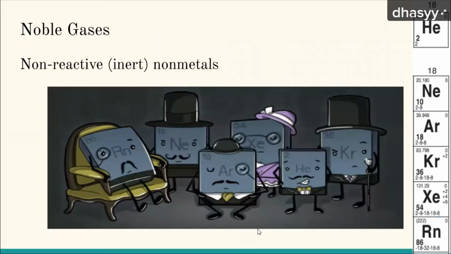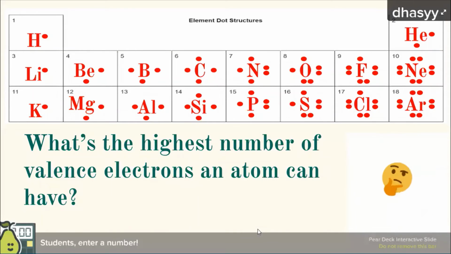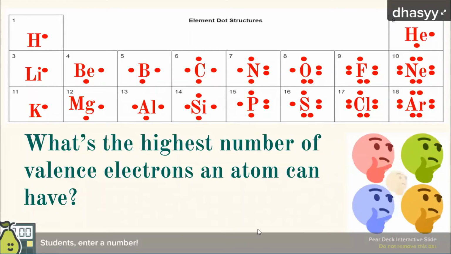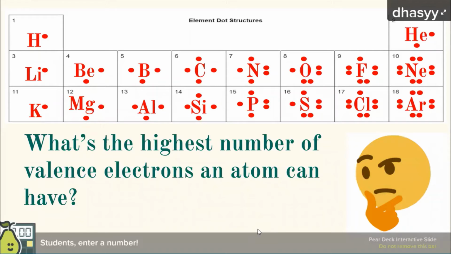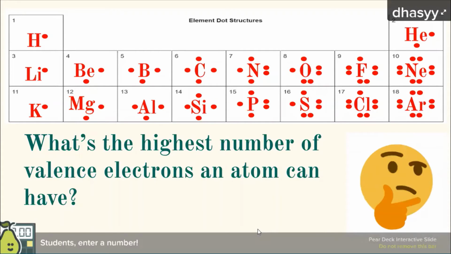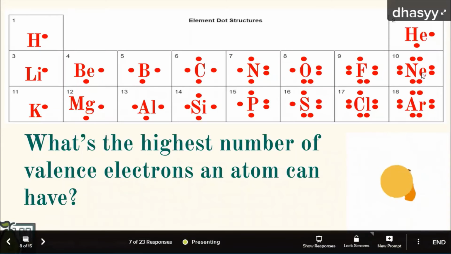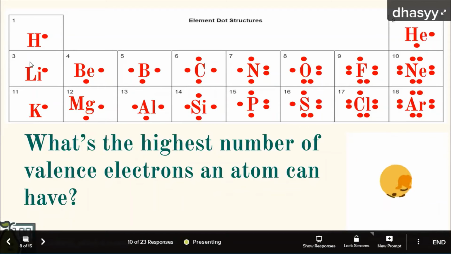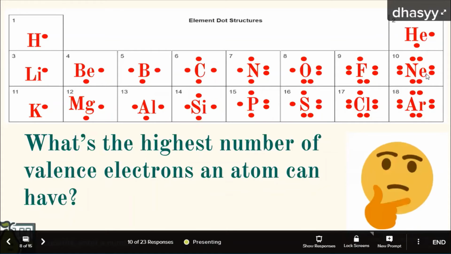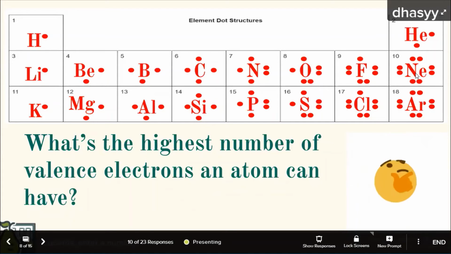So when we're looking at dot structures, we know we don't need 118 dots. That's too much. But in general, what's the highest number of valence electrons an atom can have? What's the max? 8, right? And you can see that when you look across the periodic table. We can ignore period 1 because that's an exception, clearly. But when we look at periods 2 and 3, we start off with 1 with lithium, 2, 3, 4, 5, 6. We get to the end with neon at 8.